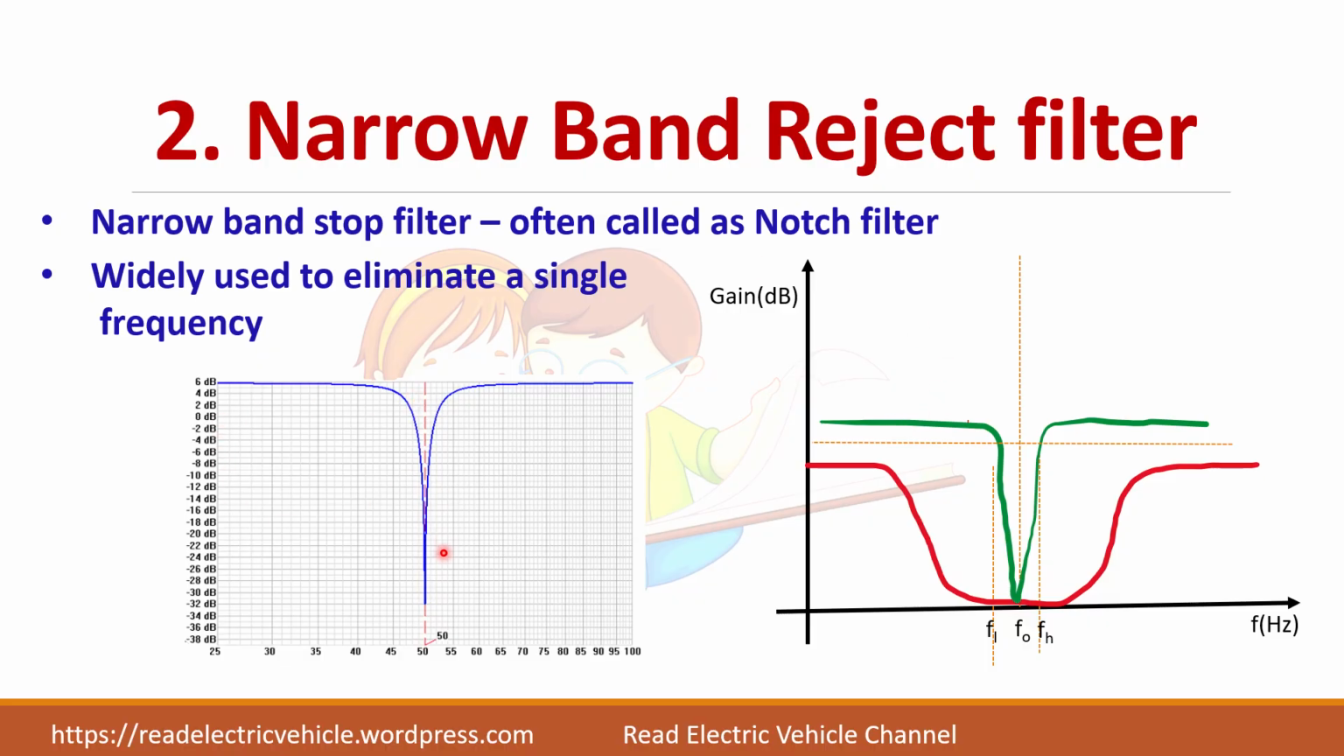So this is the response of a notch filter of 50 Hertz, because normally our power frequency, if it is 50 Hertz or 60 Hertz, may get contaminated in our waveform. So that can be removed by this notch filter.